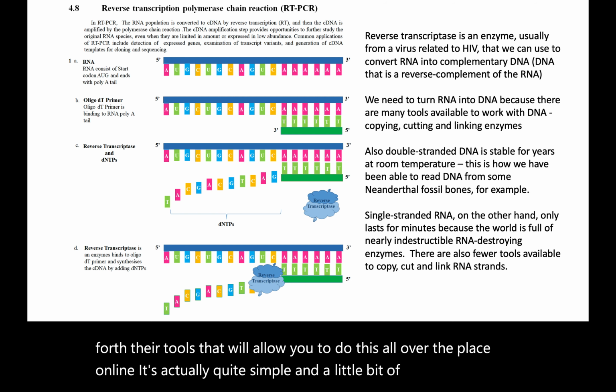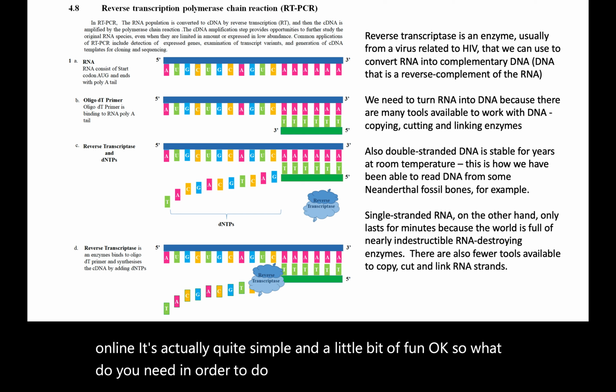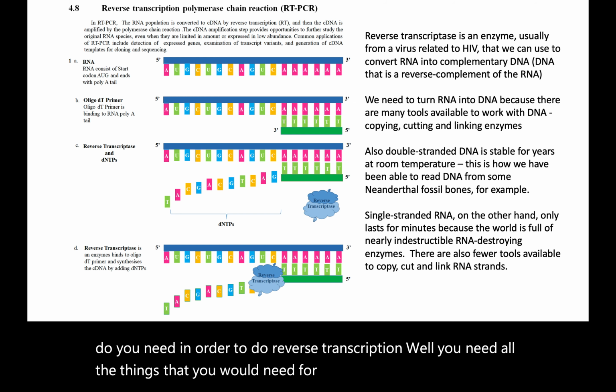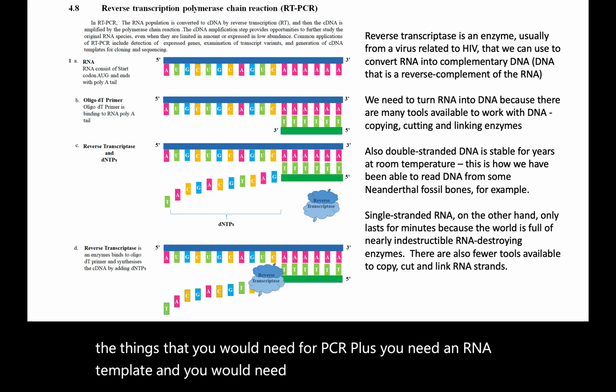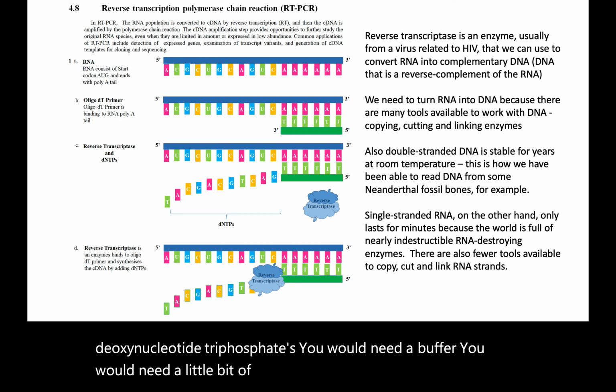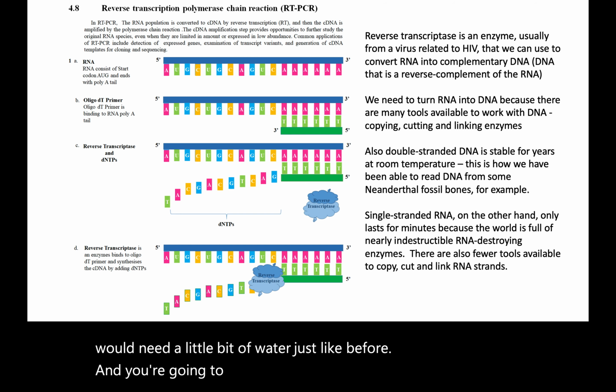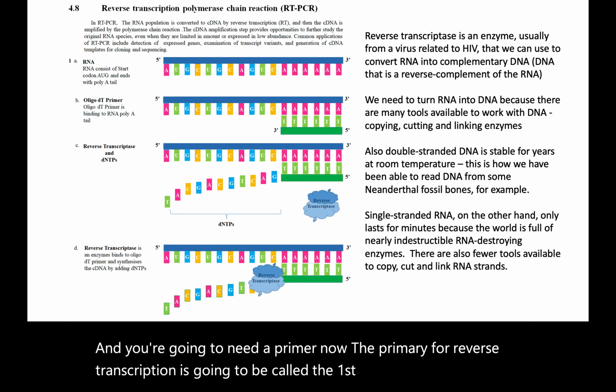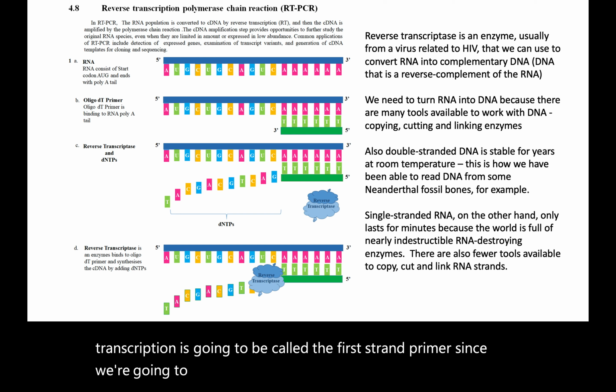Okay, so what do you need in order to do reverse transcription? Well, you need all the things that you would need for PCR, plus you need an RNA template. You would need nucleotides, so dNTPs, deoxynucleotide triphosphates. You would need a buffer. You would need a little bit of water, just like before, and you're going to need a primer. Now, the primer for reverse transcription is going to be called the first strand primer, since we're going to make the first strand of DNA with it.